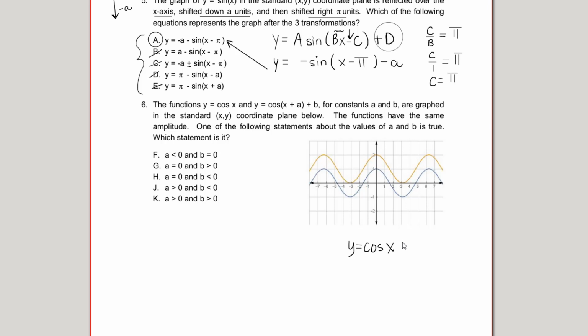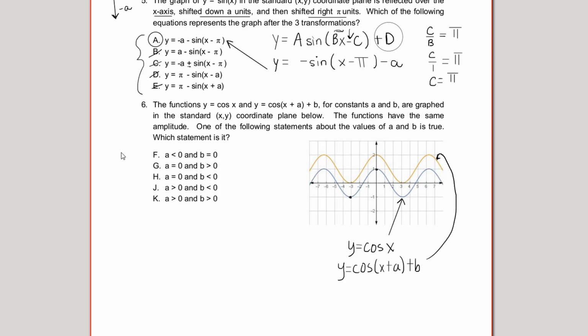So when we look at just y equals cosine x, when we look at our graph, we want to be familiar with what this basic y equals cosine x looks like. And that is the one that we have in blue. We can tell that because we know the basic structure. It goes up to the point 1 and down to negative 1 in the cycle of the graph. So that leaves y equals cosine of x plus a, plus b, to be the yellow graph.